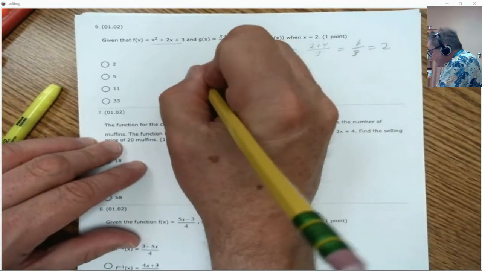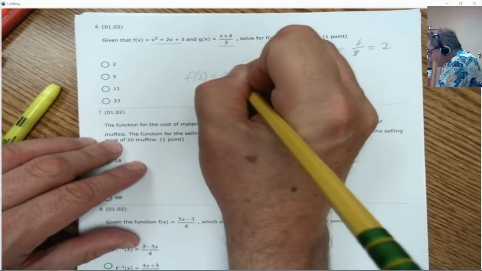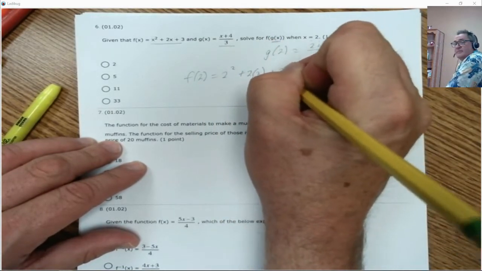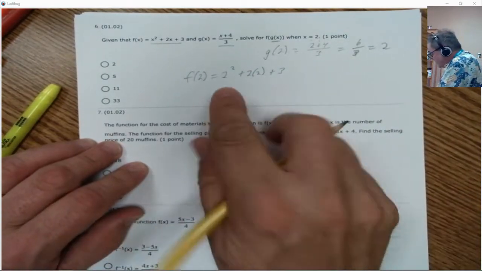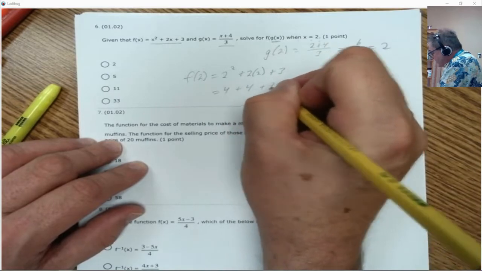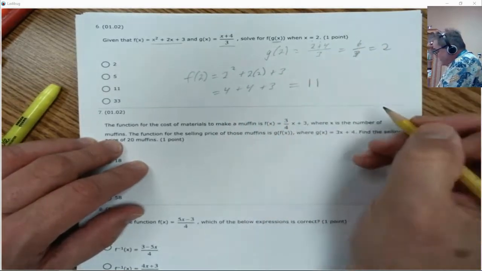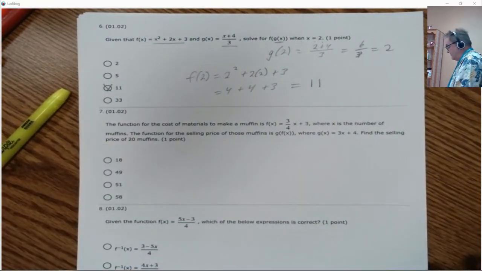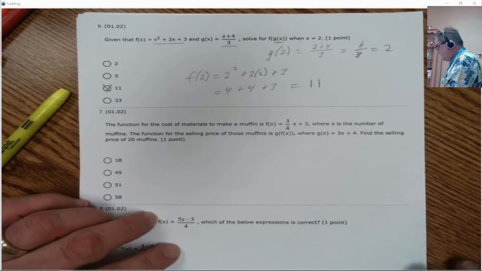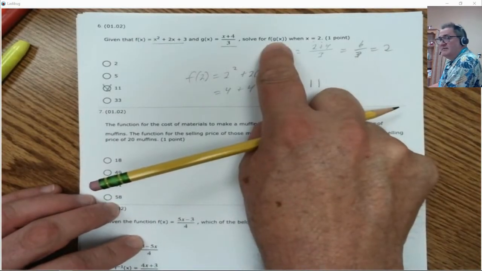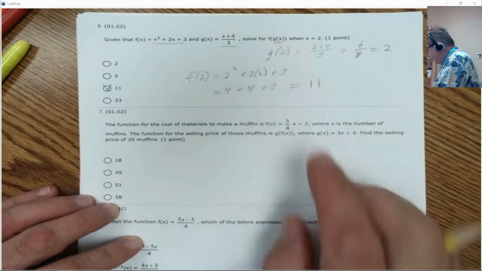f of 2 equals 2 squared plus 2 times 2 plus 3. Well, 2 squared is 4, and 2 times 2 is 4 plus 3. So that's going to equal 11. All right, it's just knowing where to substitute. The rest of it's pretty simple math. So start on the inside out. Substitute the 2 into the inside function, and then whatever the result of that is goes in the outside function.